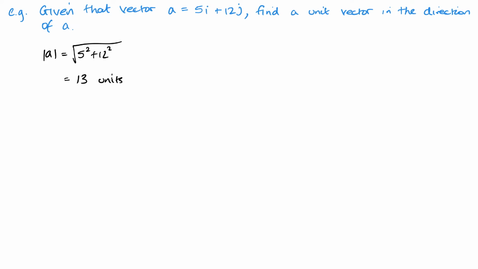And then if I want to find a unit vector in the direction of A, well, A's direction is 5i plus 12j, which is obviously of length 13. To make it of length 1, I need to divide it by 13. So there I get the unit vector, which is 1/13 (5i plus 12j).